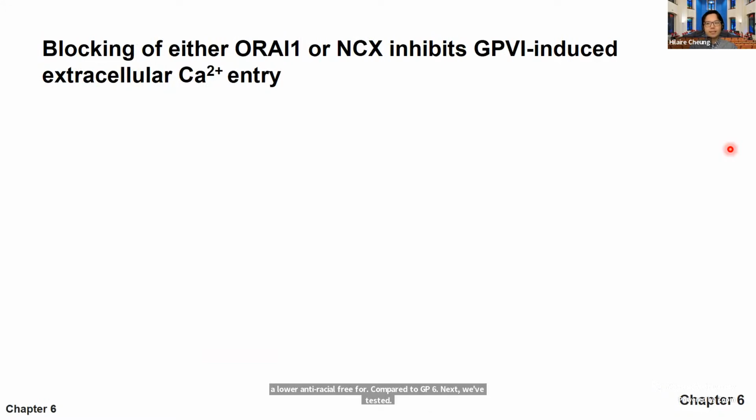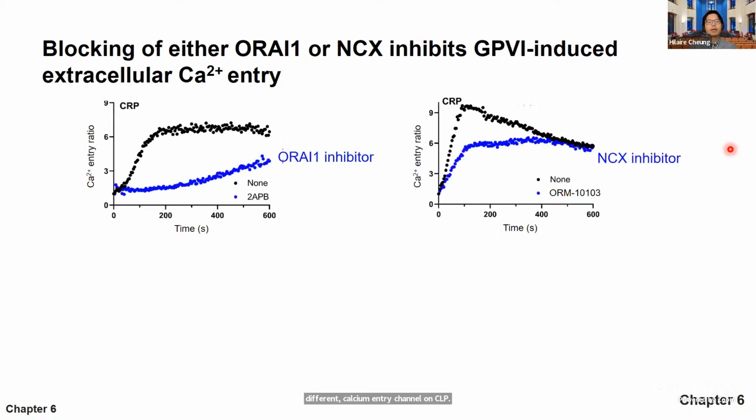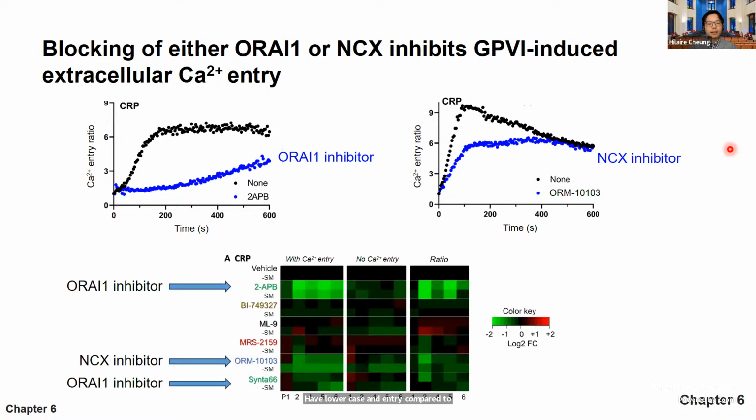Next, we used this method to test the contribution of different calcium entry channels on CRP-induced calcium mobilization. Among the inhibitors tested, we observed that the ORAI1 inhibitor and the NCX inhibitor have lower calcium entry compared to the control. In the heat map below, where green indicates inhibition across the panel of inhibitors tested, again, the ORAI1 inhibitor and the NCX inhibitor result in reduced calcium mobilization in the presence of calcium entry, while the effect is less significant without calcium entry.